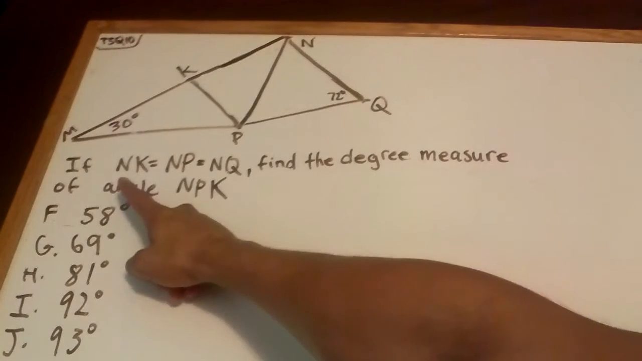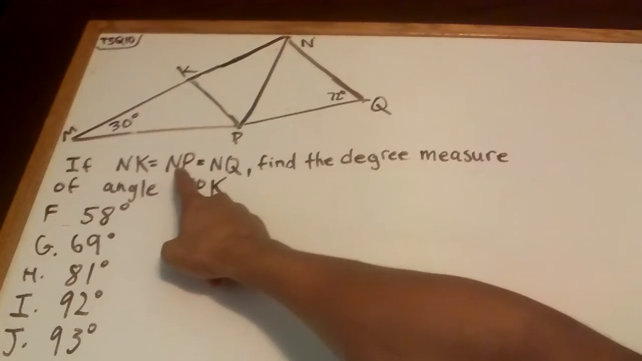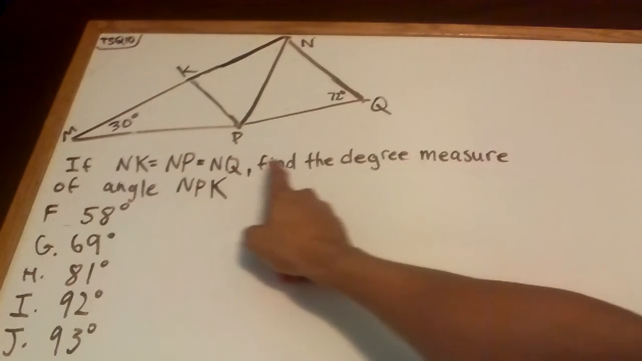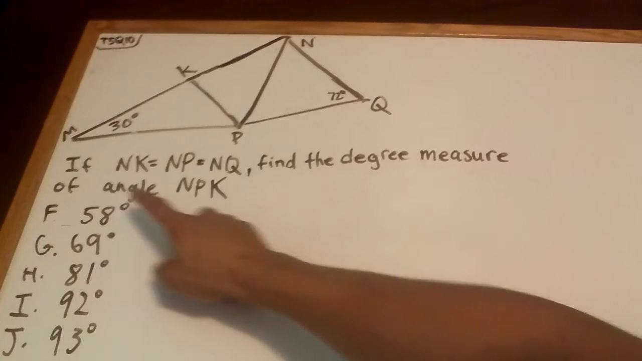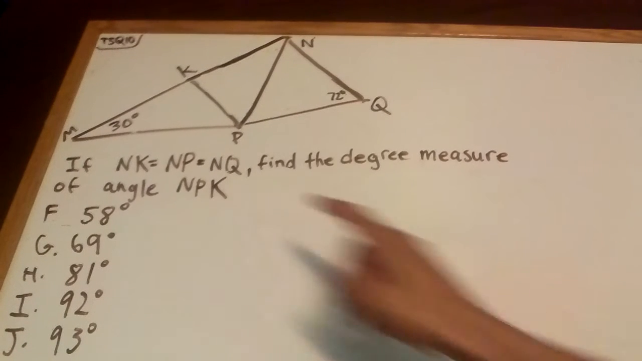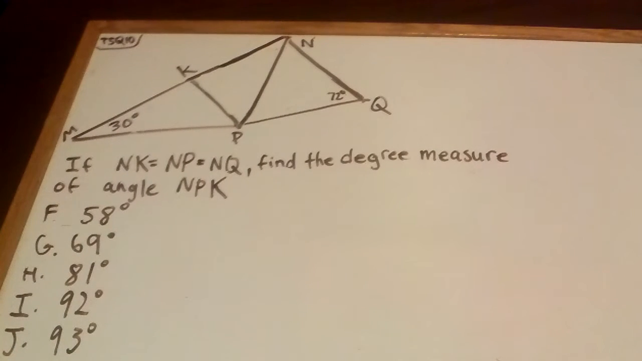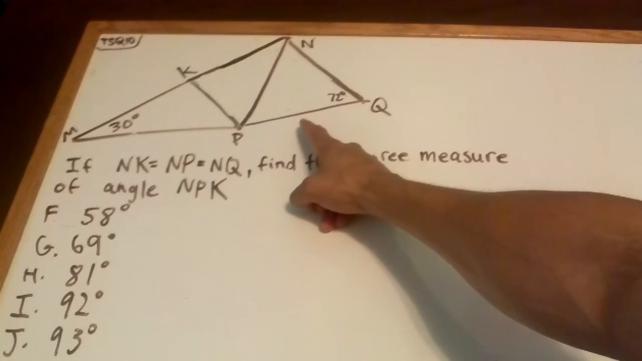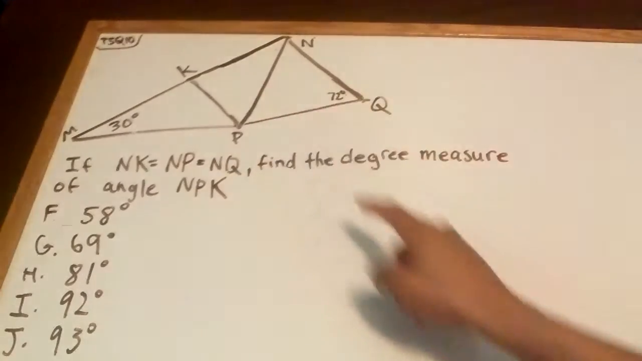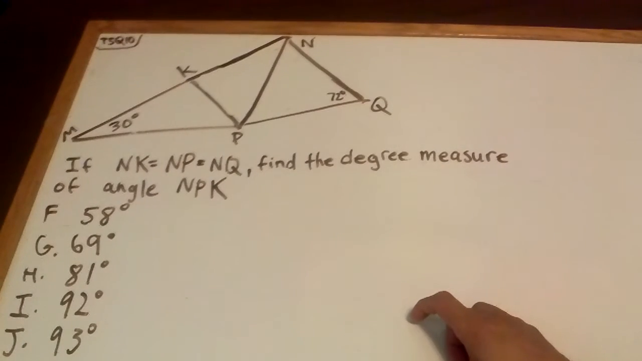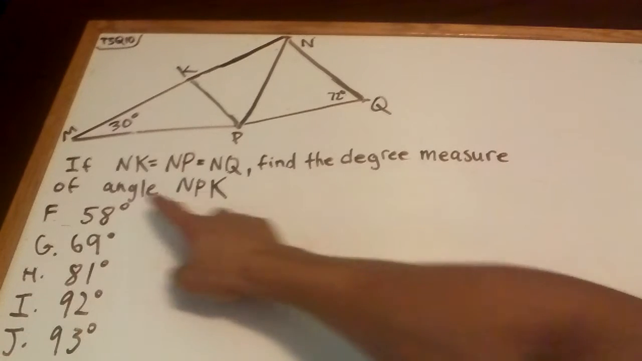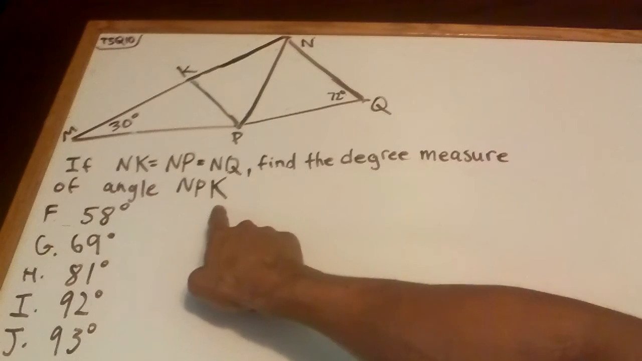It says, if NK is equal to NP, and NP is equal to NQ, find the degree measure of angle NPK. So two things here to do. Look at the picture. Obviously it's a triangle, one big triangle with three small triangles inside of it. And then, after looking at the picture, understand the question. What they want to know is the measure of angle NPK.